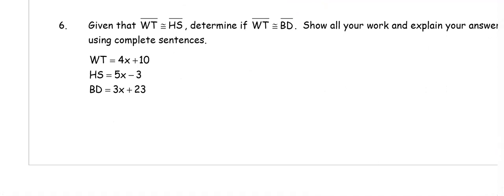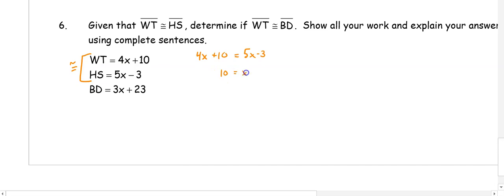In number 6, given that WT is congruent to HS, determine if WT is congruent to BD. Show all work and explain your answer. So right now we know that these two segments are congruent. And when we know that they are congruent, we know that they have the same length. So we can set them equal to solve for x. So 4x plus 10 is equal to 5x minus 3. So as we solve, 10 equals x minus 3. x is 13.